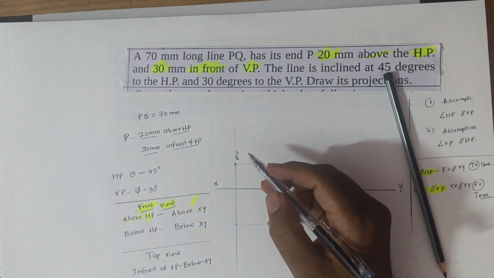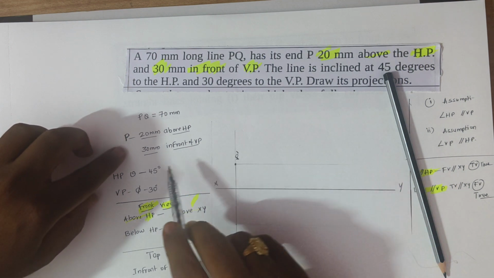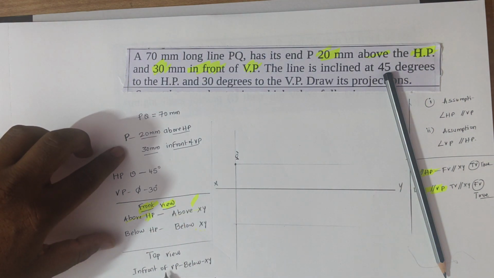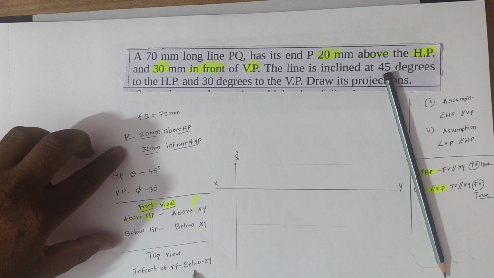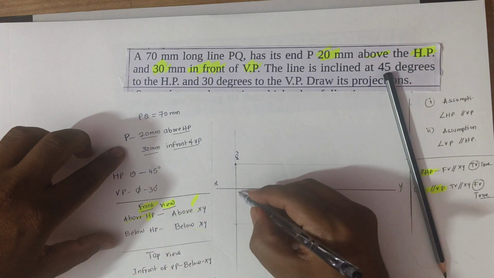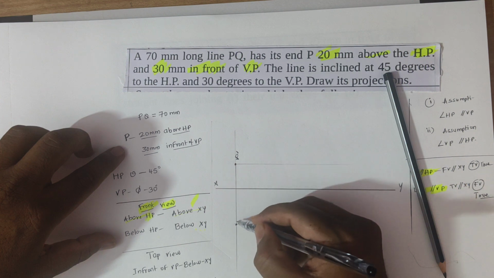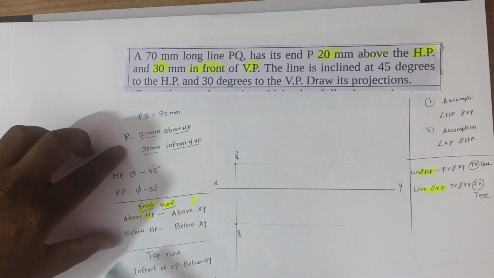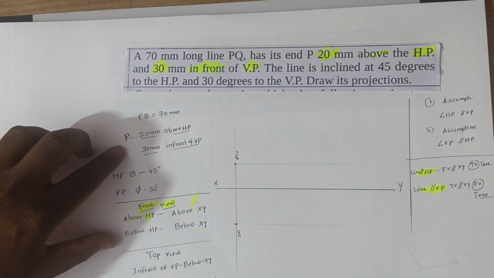To draw the top view, I need the vertical plane condition. It is 30 mm in front of VP. In front of VP means it will come below XY. 30 mm in front of VP means it will come 30 mm below XY. So below XY at a distance of 30 mm, if you measure this distance, it is going to be 30 mm, and the point name is p. So one of the end points' front view and top view is drawn.